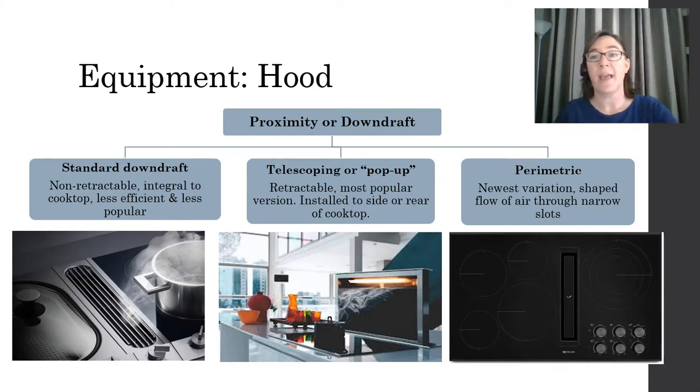A newer system than that is called the parametric, and para is for perimeter. And it's the newest variation and shapes the flow of air through narrow slots instead of a wider duct work.